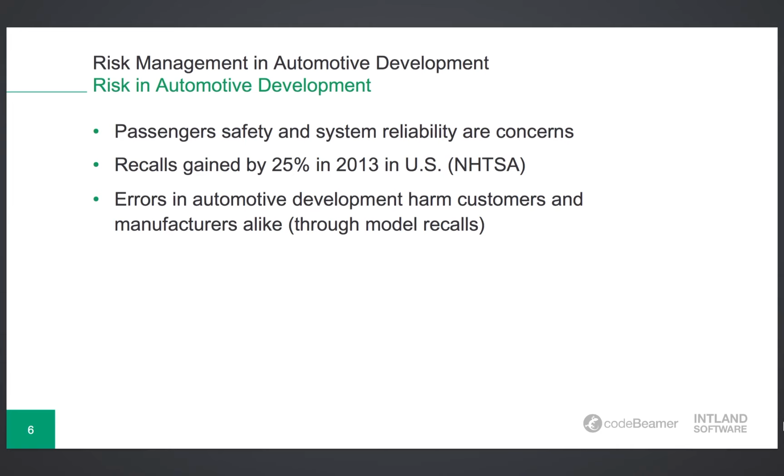And this is our topic, risk management in automotive development. At this point I would like to start with some research information and some facts from the US market. According to the National Highway Traffic Safety Administration, in 2013 the automotive industry recalled close to a third more vehicles in the US than it sold. Recalls gained by 25% during 2013, the industry's highest rate since 2004, and more than twice as many vehicles were recalled in 2014 as the previous record of 30.8 million in 2004.